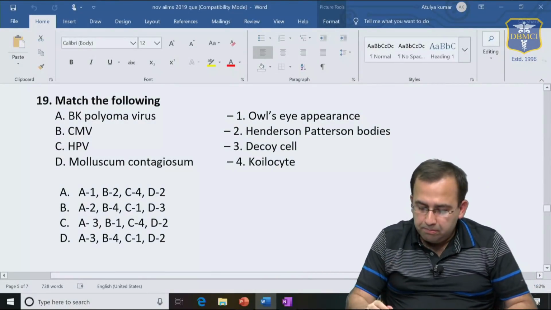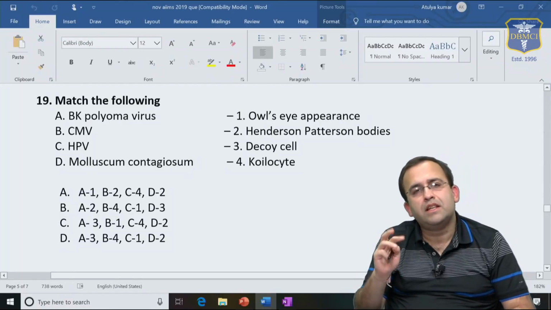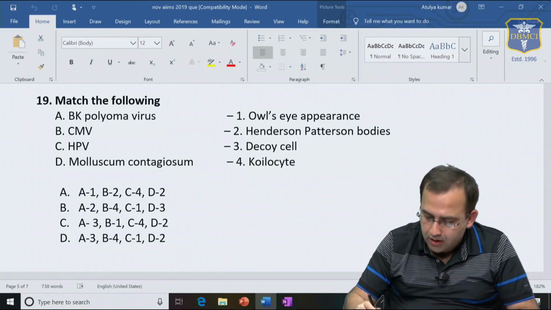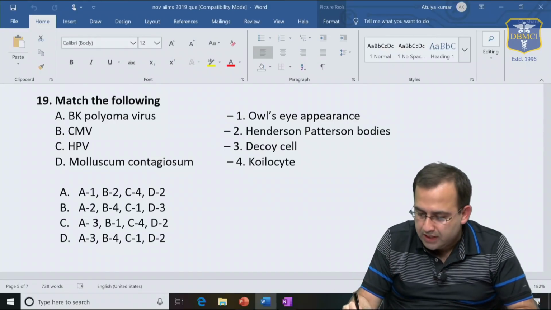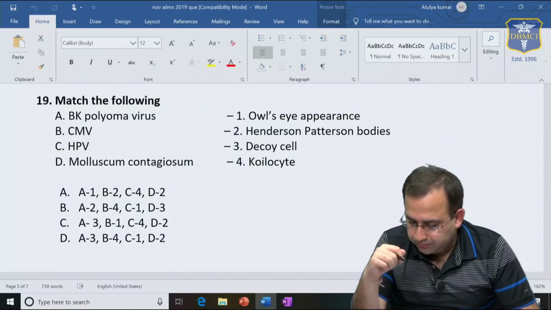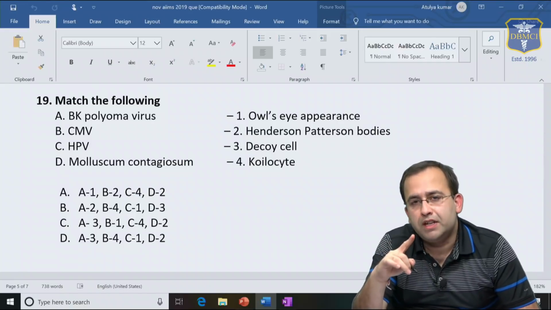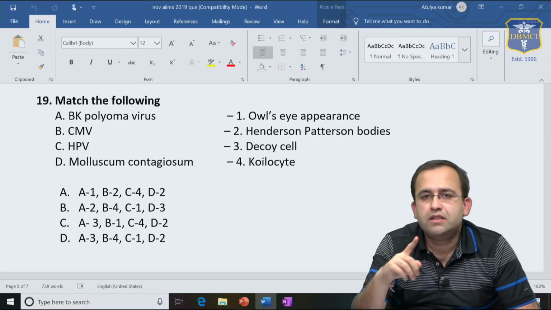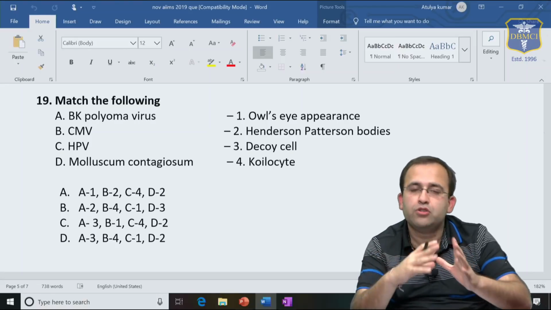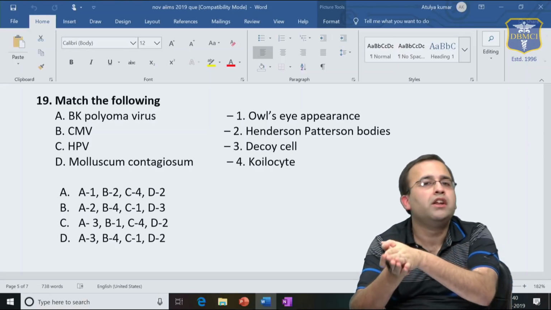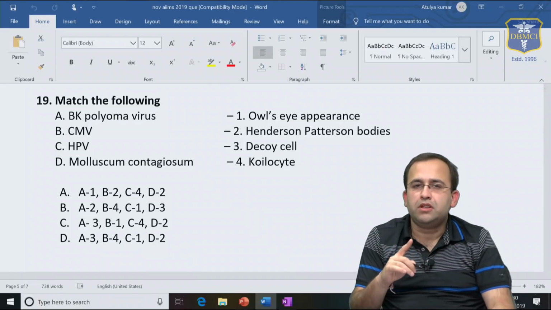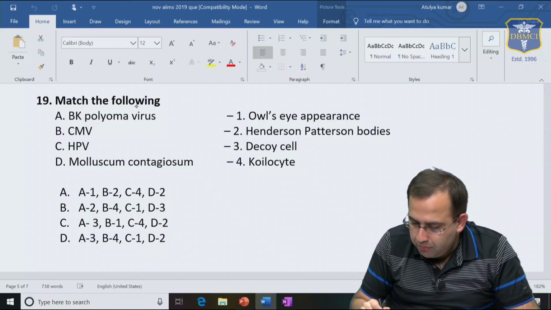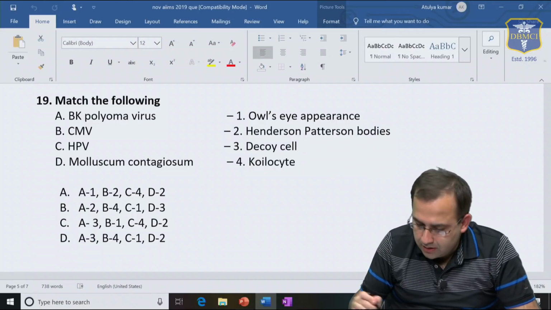First point, BK polyoma virus is associated with decoy cells. Let me first match it and then I'll explain each of these. BK polyoma virus, this was last year's November AIIMS question again. Microscopy was given and you were asked to identify a decoy cell. This time they asked you a written question. So doing repeat MCQs is very important. BK polyoma virus, decoy cells.